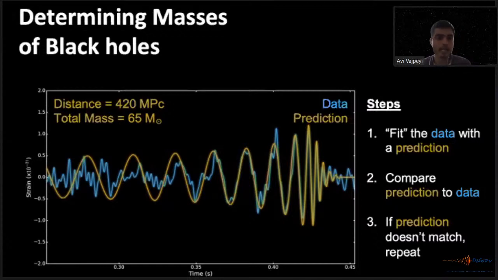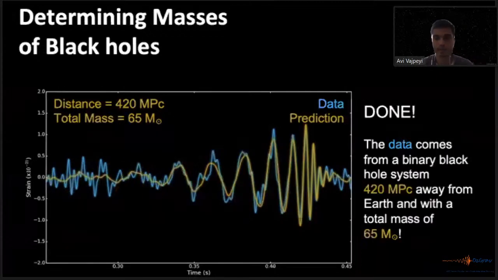some other parameters that tell us things like the spin and the orientation of the black holes, and eventually we'll get a much better fit to the data, right? So our prediction can match the data very well. And so what this tells us at the end is that with our prediction, the data comes from a binary black hole system that is 420 megaparsecs away from Earth and has a total mass of 65 solar masses, right?